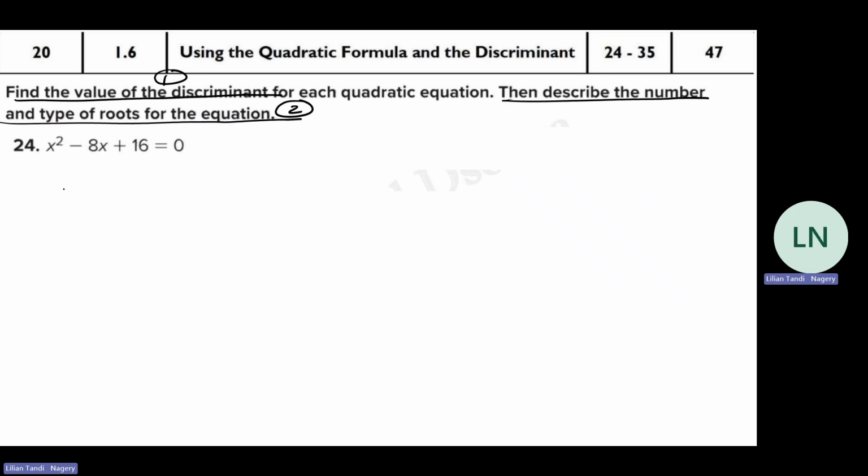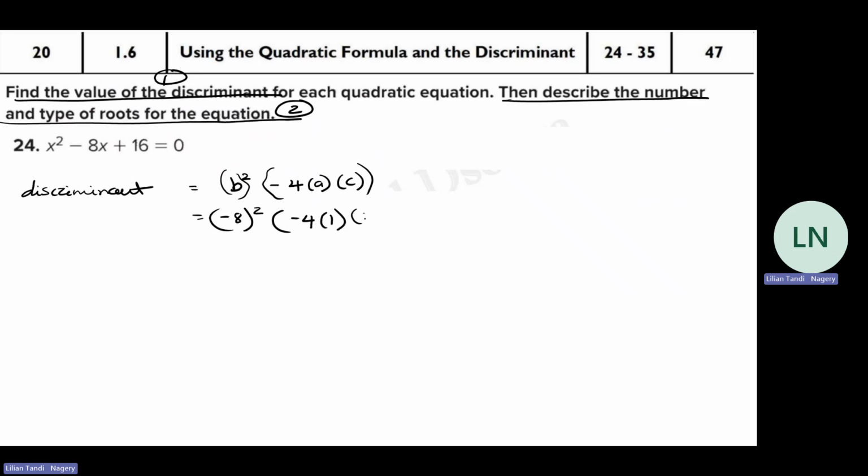Okay, so discriminant is given by, please write the word discriminant. Discriminant. Okay, and you get that by doing b squared minus 4 times a times c. Remember in class we agreed, put these in brackets. Who is our b? -8. You square that. -4, who is your a? 1. Who is your c? 16.